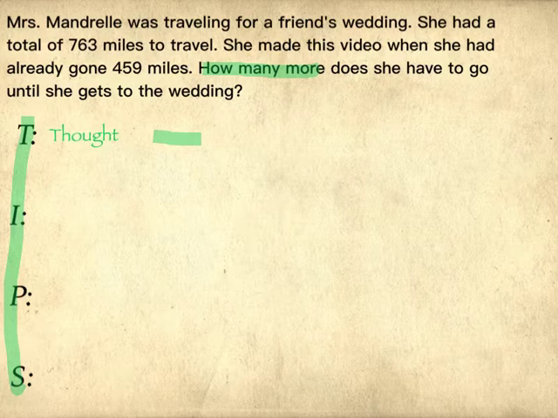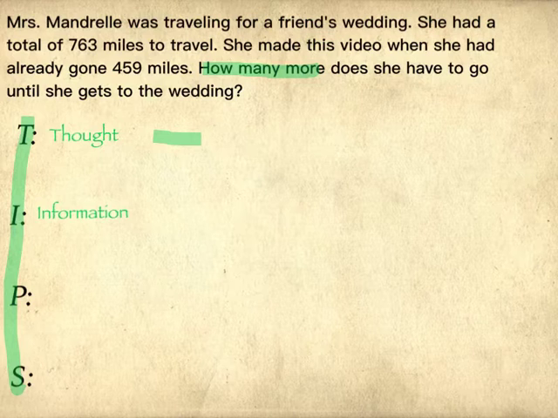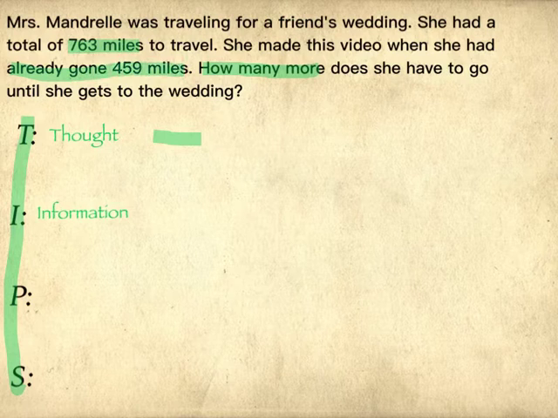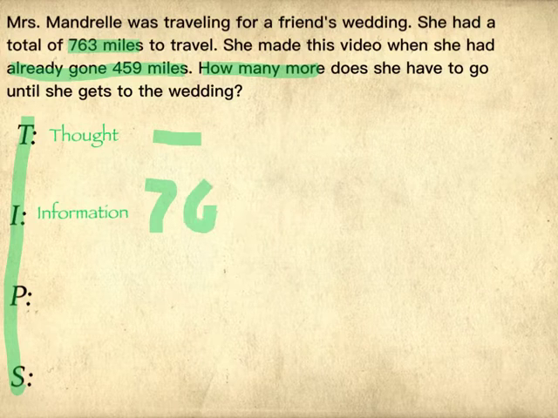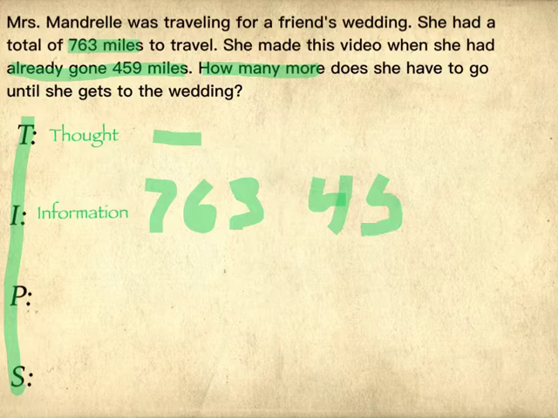The I stands for information. What information or numbers do I need to know to help me complete the problem? I know that she has to travel 763 miles and has already gone 459 miles. Those are the two numbers that I need to focus on. 763 and 459.